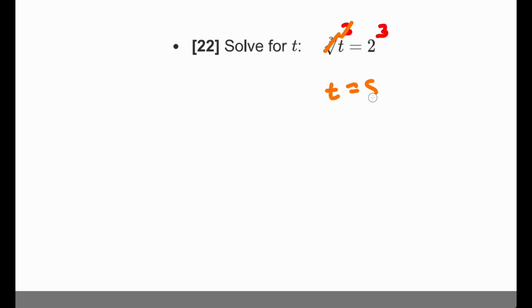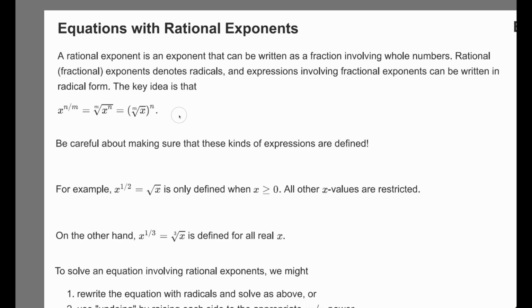And t is equal to 8. Check your work on that. It does work out. So t is equal to 8 for that one. All right, next we're going to be going over equations with rational exponents.